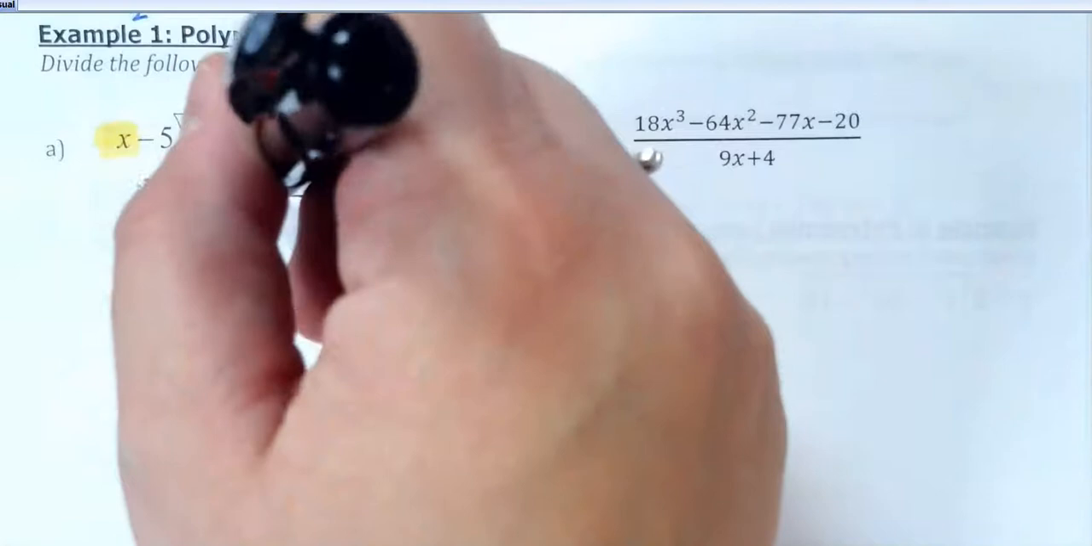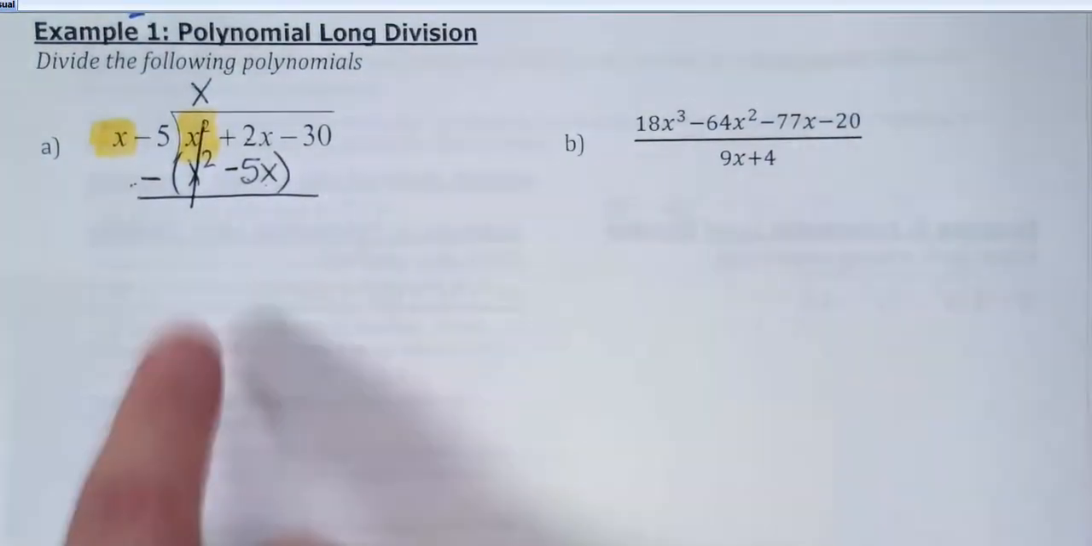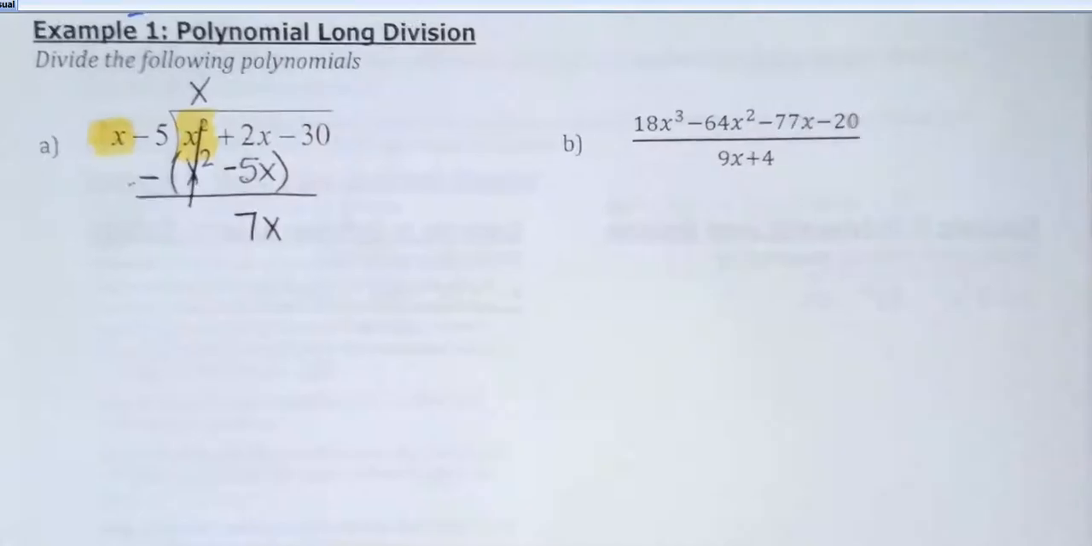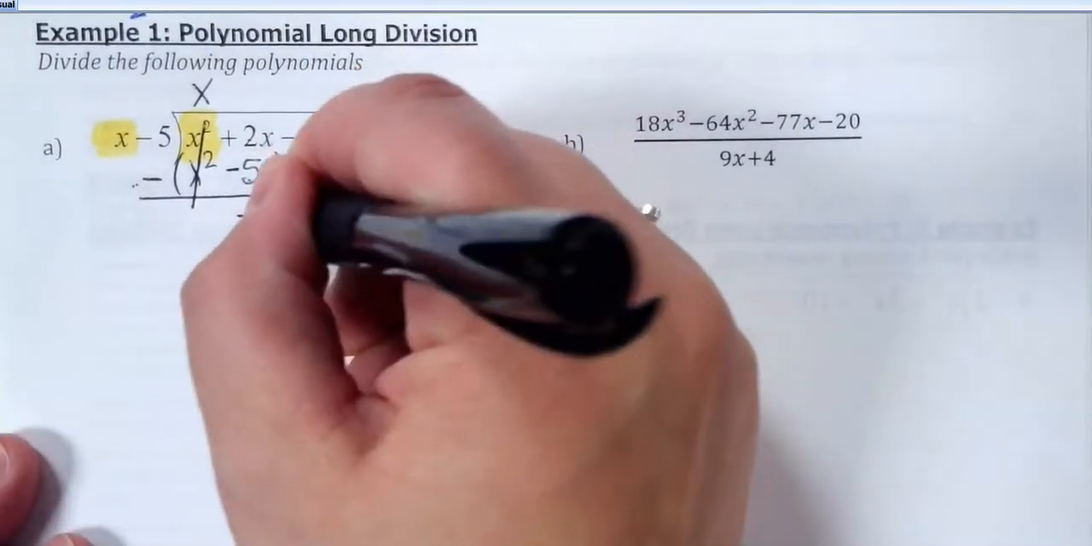Now, I literally make myself touch this with a pencil. So this would be 2x minus a negative 5x. So minus a negative here. This is really 2x plus 5x because it's minus a negative. So this is going to turn into 7x. Now, if we had a number, we'd bring down the next digit. If you have a polynomial, you just bring down the next term, which is that negative 30.